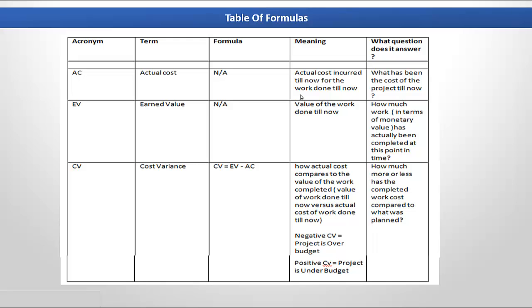So in other words, you can say that actual cost refers to the actual cost which has been incurred on the project up until a particular point in time on the project for the work that has been done on the project up until a particular point in time.